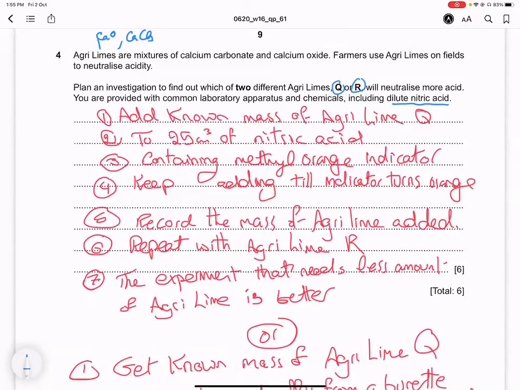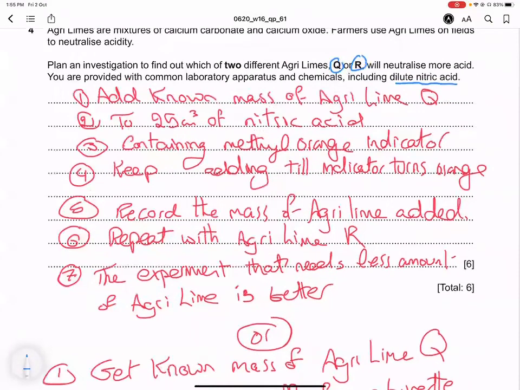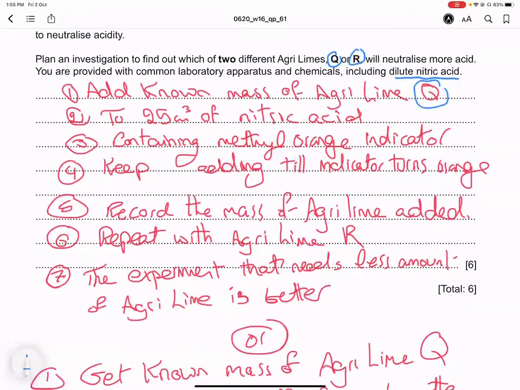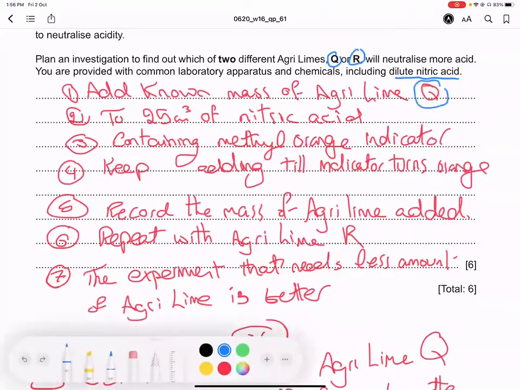Okay. So how would we solve this? There are 2 ways actually. Number 1, you get a known mass of the first agri-lime, Q. We will do the whole experiment planning on Q, and then we will repeat it with R at the end. But don't say get 2 samples of agri-lime and 2 portions of acid. No, you just work on one.